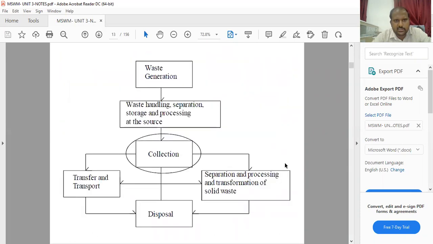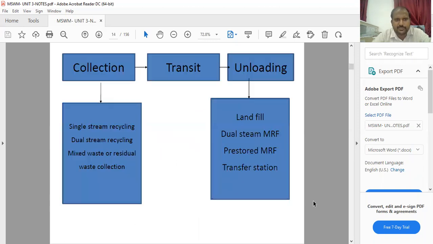The next one is the flowchart of the waste collection system. First, we have waste generation in this area, and then waste handling for the process of separation, storage, and processing at the source. The third one is the collection system. If it is for disposal, it is transferred and transported to the disposal point. If it is to be processed, it means separation, processing and transportation of solid waste.